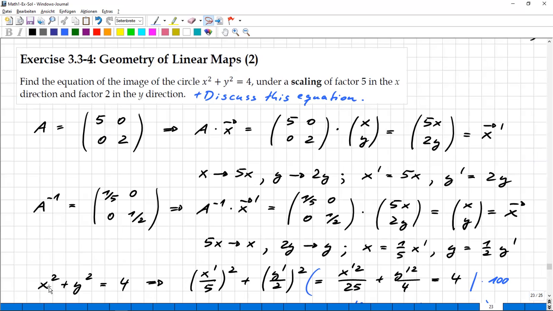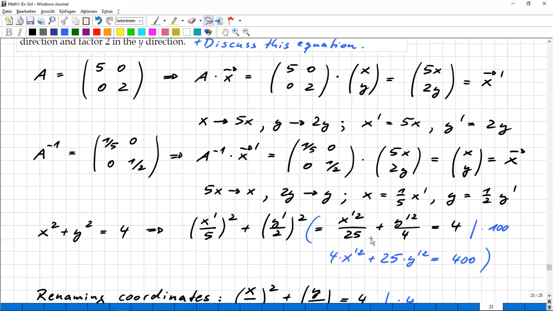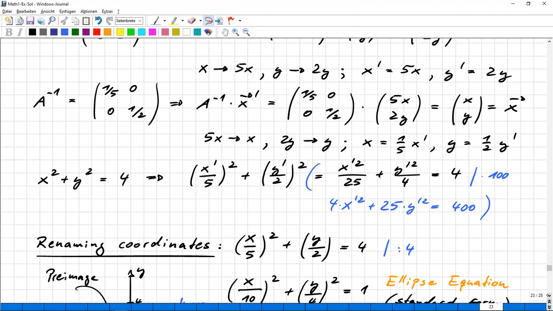I do this, okay? I replace x by x prime over 5, and then y by y prime over 2. I put the whole thing in parentheses, then I must build a square. I could remove the parentheses, just for your interest, and I could even put this equation to fraction-free form. Then it's quite nicely 4 times x prime squared plus 25 times y prime squared equals 400. But this is actually not at all the standard form. Instead, I do the following.